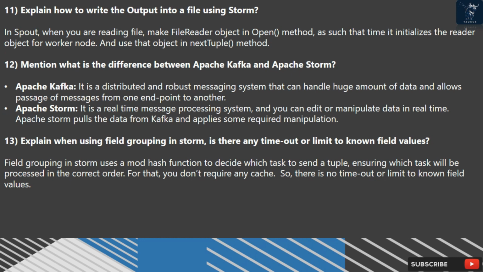13. Explain when using field grouping in Storm, is there any timeout or limit to known field values? Field grouping in Storm uses a mod hash function to decide which task to send a tuple to, ensuring that tuples are processed in the correct order. For that, you don't require any cache. So, there is no timeout or limit to known field values.